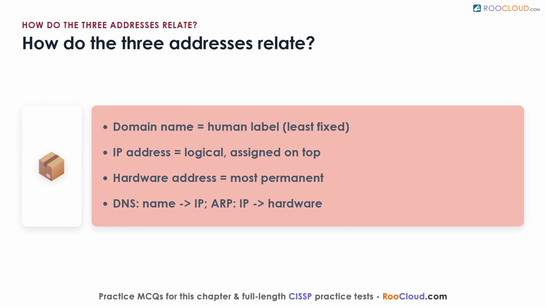Resolution walks down this stack. The naming system turns a name into an IP address, and then the address resolution protocol turns that IP address into a hardware address. Think of a name, a mailing address, and a fixed GPS coordinate for the same house.